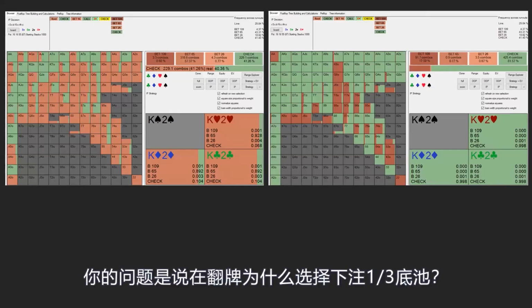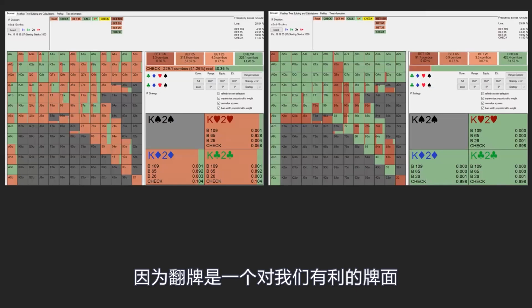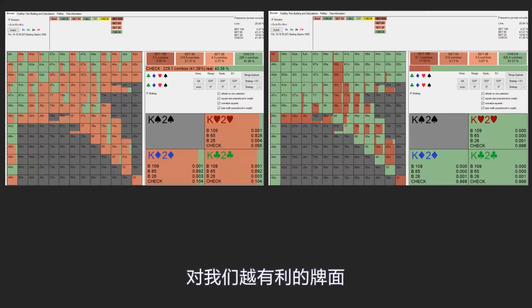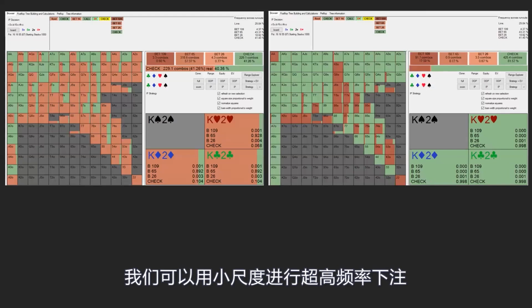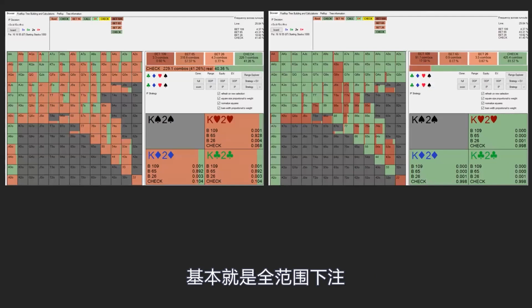Oh, you mean on the flop? Because it's a really good board for us. It's a super good board for us, so we can bet super aggressively, and we can be betting our entire range for a small sizing. We talked about that in the last webinar, about how we should approach flop strategy. But okay, cool, welcome, happy for you to be here. In these types of spots where it's a really good board for us, we can be betting at a super high frequency with a small sizing. So we're basically betting our entire range here.